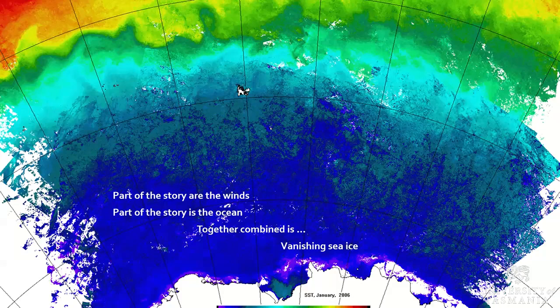So vanishing sea ice in Antarctica is a mystery that we're still trying to resolve. We know that part of the story is the wind, and part of the story is the ocean.